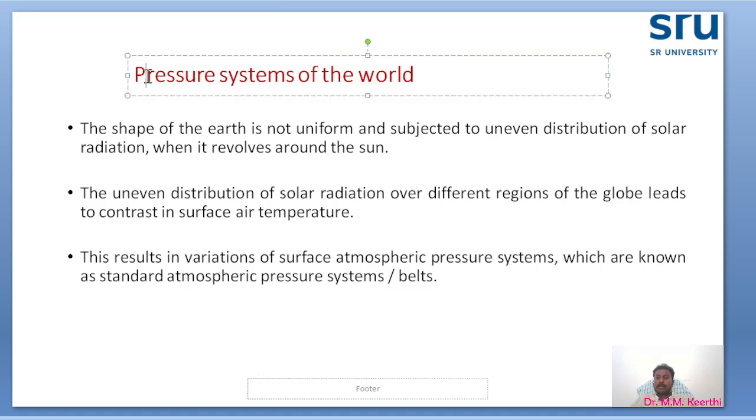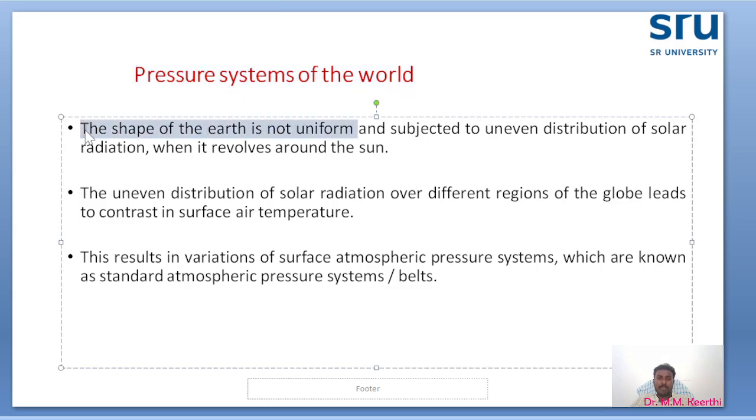How are the pressure systems in the world? The shape of the earth is not uniform. It is subjected to uneven distribution of solar radiation. So the shape of the earth is not uniform, and due to that, solar radiation is also not uniform.